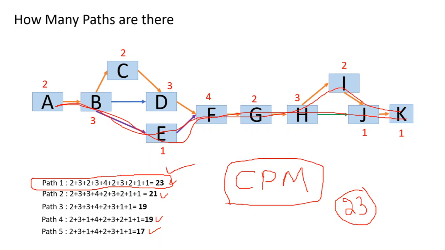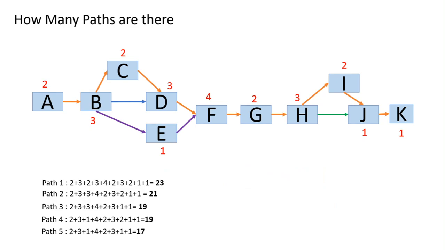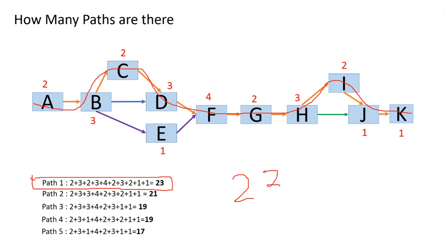Now if you see, which path is this? The critical path is this one. So we have removed all this. So our critical path is this one, and here is this critical path. If you see, in this path, whatever activities are there, we cannot compromise on them. So this path is path 1, and the total duration of this project is 23 days.